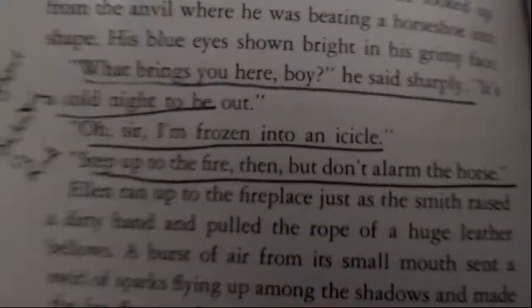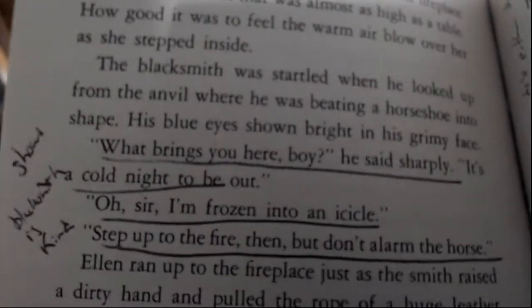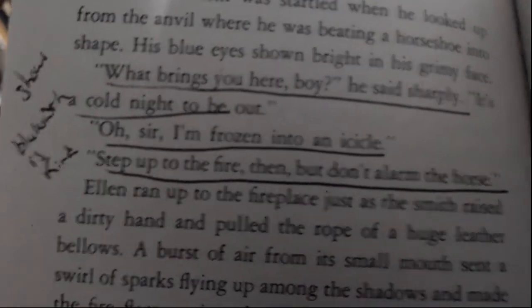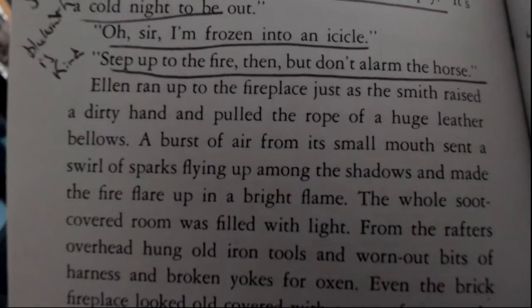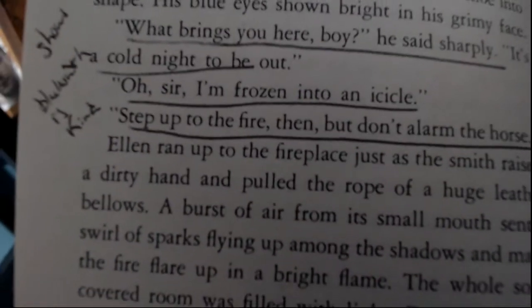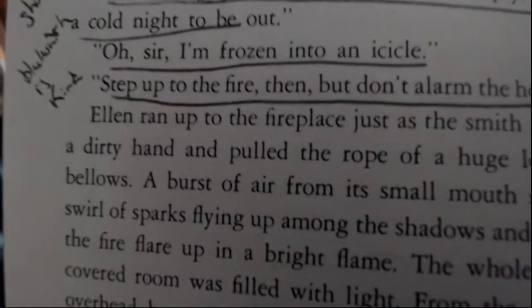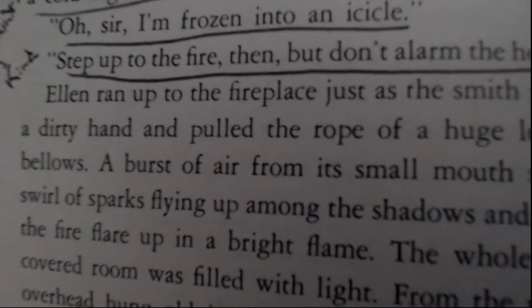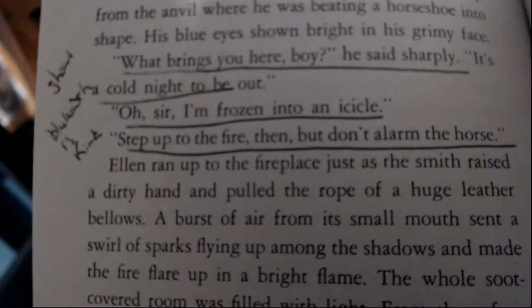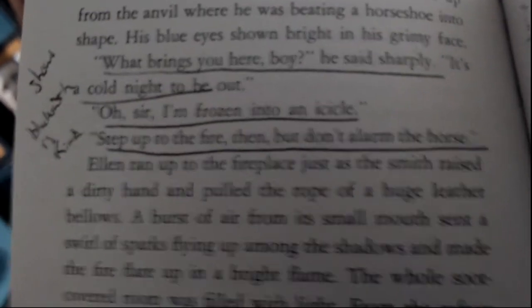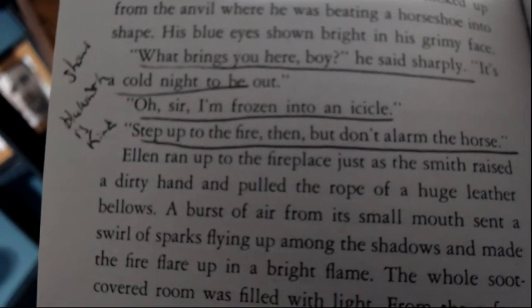They don't come in till about halfway through the chapter, on page 138. And so the first thing that we know about them is very clear. I mean, their names give away a lot. The blacksmith, right? So we know that he was a blacksmith. He worked at making metal objects for different people. And right now he's putting a horseshoe on a horse. But we find out a lot about him right here. It says, "What brings you here, boy?" he said sharply. "It's cold night to be out." "Oh, sir, I'm frozen into an icicle." "Step up to the fire then, but don't alarm the horse." And so this shows that he's a kind man. He didn't know Ellen from anybody, but he still says that she can come in and warm herself up. She's frozen, she needs help.